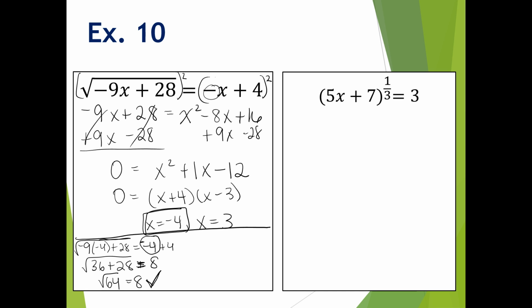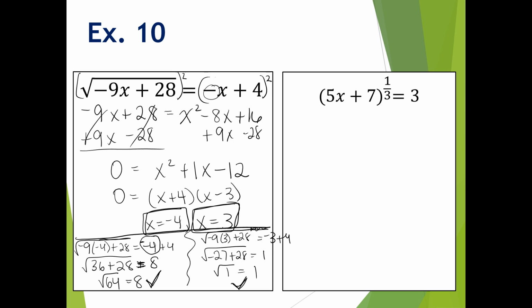So let's try 3. If we try 3 here, we have negative 9 times 3 plus 28. Oops, that square root does not need to extend. Equals negative 3 plus 4. So negative 9 times 3 is negative 27 plus 28 equals negative 3 plus 4, or 1. What's negative 27 plus 28? I believe that is 1. Does the square root of 1 equal 1? It does. So these answers both worked, okay?